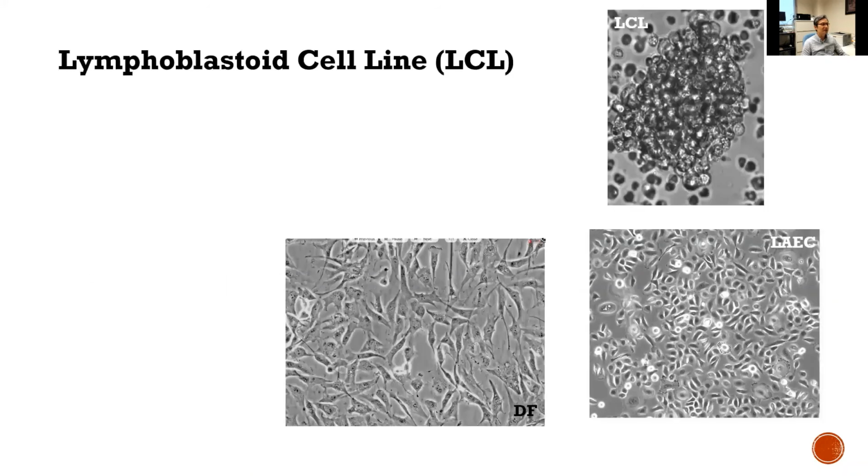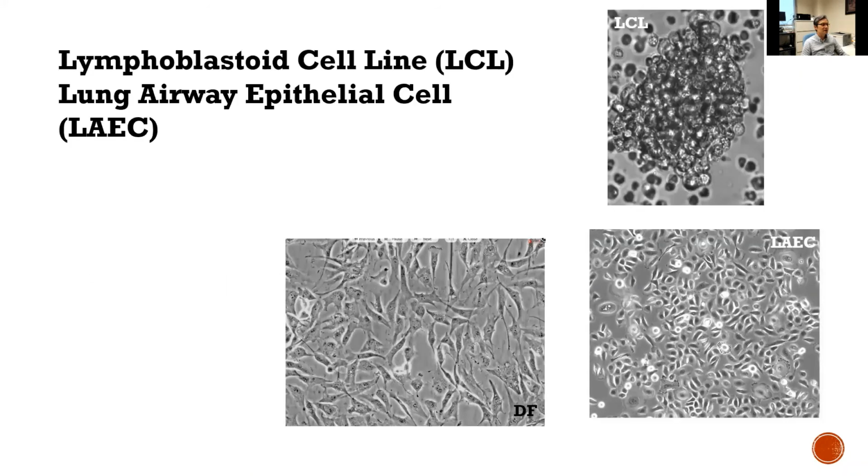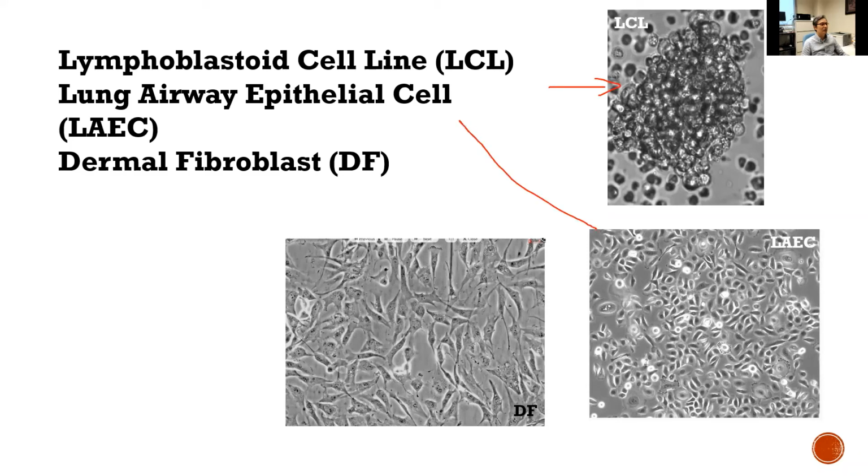We can formalize his hypothesis as whether gene expression noise is related to, or is itself, a function. So we went ahead to sequence and collect data from three different cell types. One is a lymphoblast cell line, another is a lung airway epithelium cell, and then we collected single cell data from a dermal fibroblast.